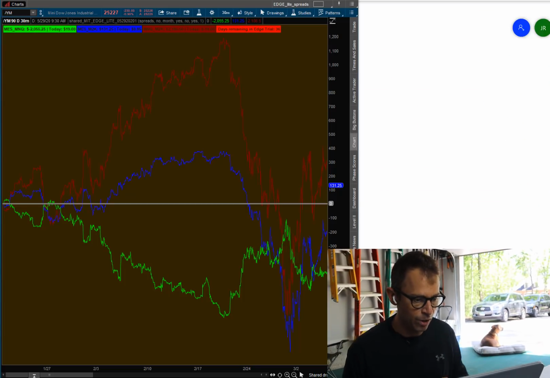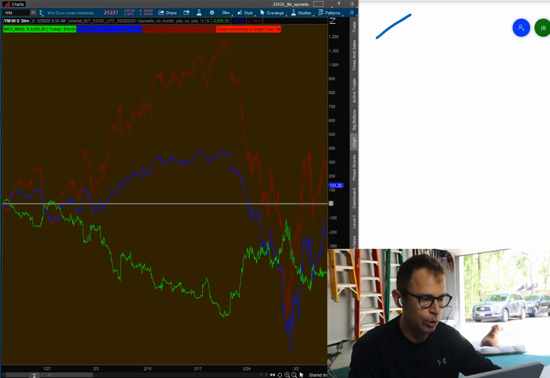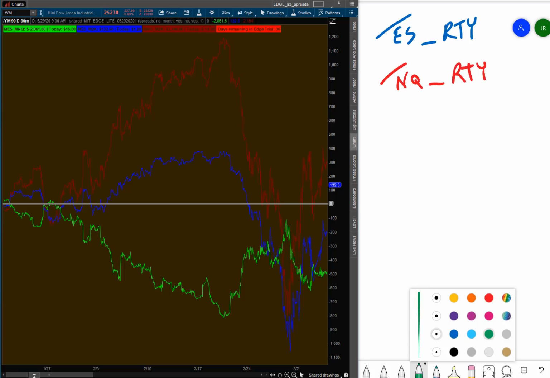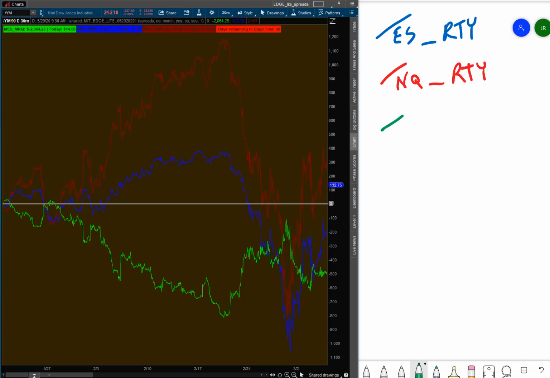We're going to be looking at micro spreads. They're cheap. The margin on these things is like $1,200. Here's how it works. The blue line is going to be S&P, Russell. The red line is going to be NASDAQ, Russell. The green line, S&P, NAS. Okay? Straightforward. S&P Russell, NASDAQ Russell, S&P NAS.